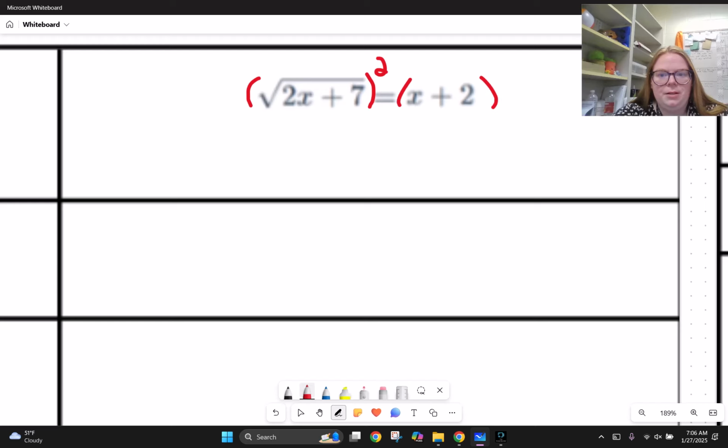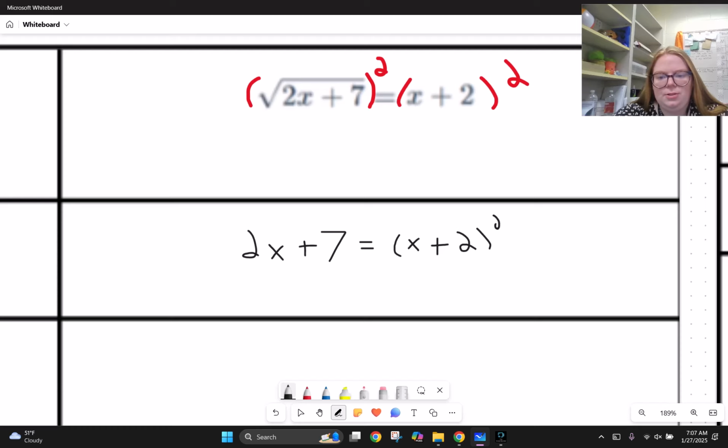Just like this. And of course, squaring it gets rid of the square root. So over here I have 2x plus 7. And for now, I'm not going to worry about extending the 2x plus 2 squared.